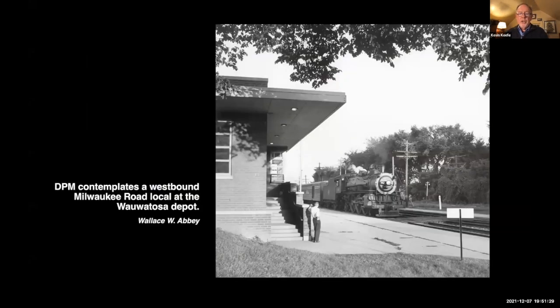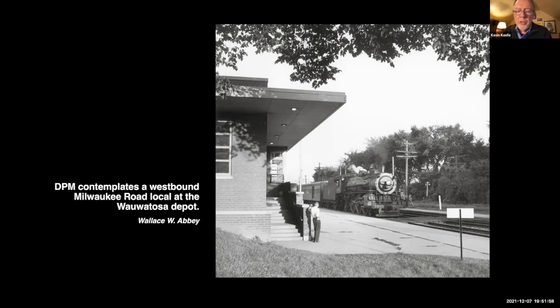In fact, here is a shot in Tosa on what is now Canadian Pacific, but then was the Milwaukee Road. And here we catch up with Morgan again. Here's DPM contemplating a westbound local at the Wauwatosa Depot. And this depot was built in the 1940s in kind of a sturdy semi-Art Deco style. It replaced, unfortunately, a fabulously Rococo Victorian frame station that used to be there. I can only imagine the station had fallen into disrepair.